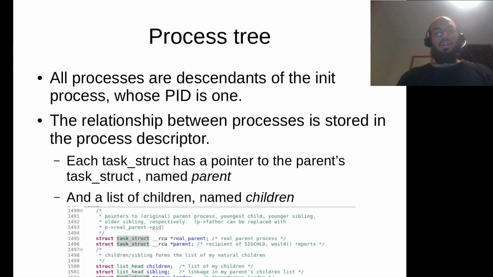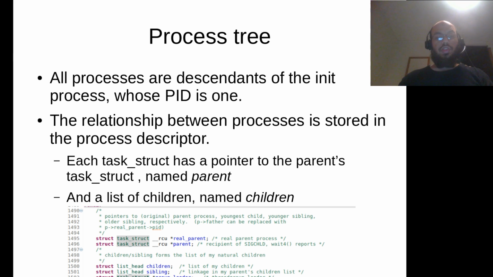The process tree is a concept in Linux where you have all the processes as descendants of the init process. We have mentioned in the class that we have the init process, the father or mother of all processes that run on Linux, and init always has a PID of 1. This is the very first process that starts when the kernel loads and starts. The relationship between the processes is stored in the process descriptor, which is in the task struct, and each task struct has fields to say what the parent of this task is, but also what the children of this task are.